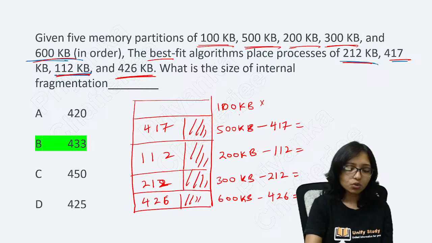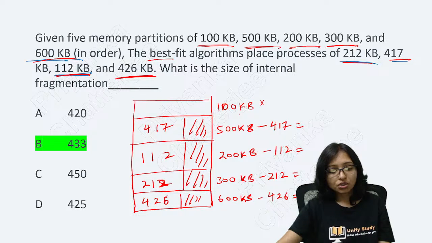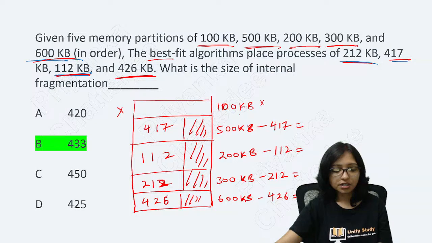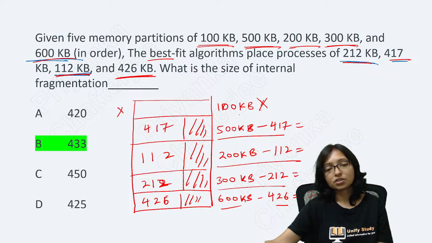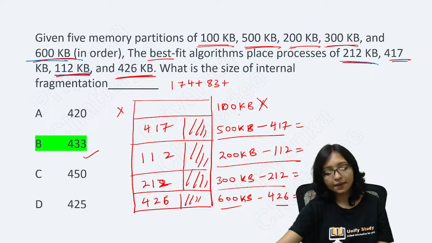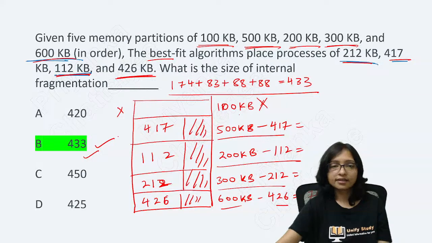But don't take the 100 kb because 100 kb is not the internal fragmentation. Don't count it. So 600 minus 426, that is 174. Don't count this one. So you will add this total. Total is coming 174 plus 83 plus 88 plus 88 equals 433. That is your answer.